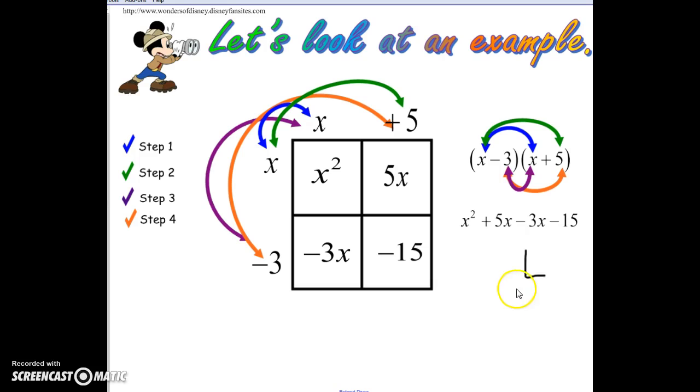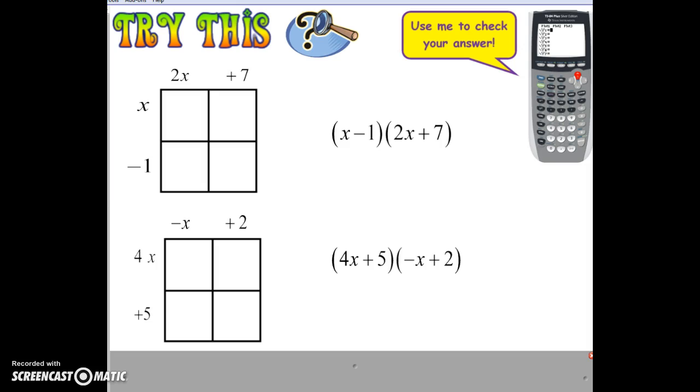And again, we got there from, this is the F, the first terms. That's what F stands for. The 5x came from multiplying the two outside terms together. The negative 3x came from multiplying the inside terms together. And the negative 15 was the last terms together. So you have these few examples.